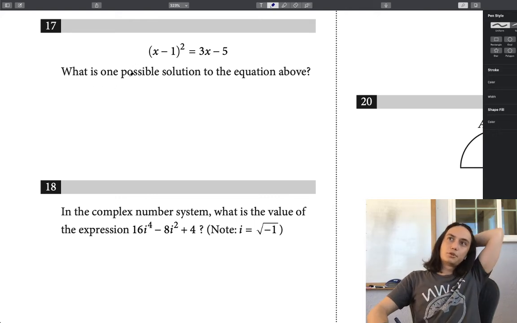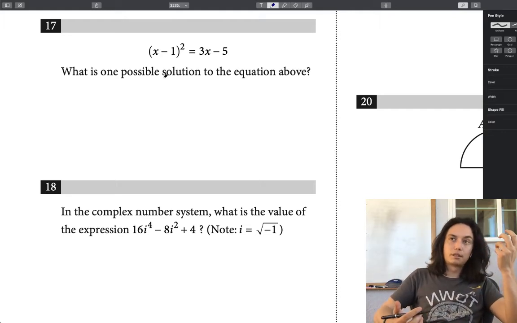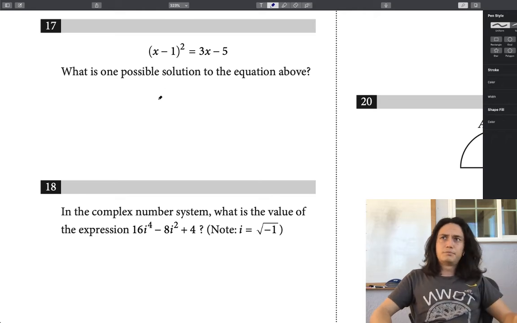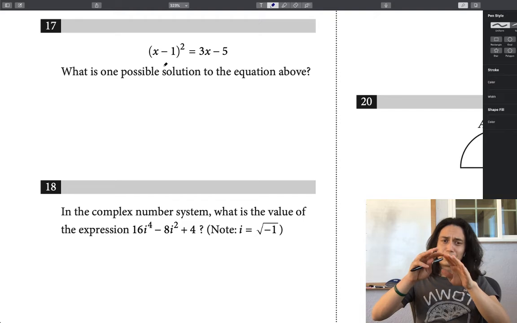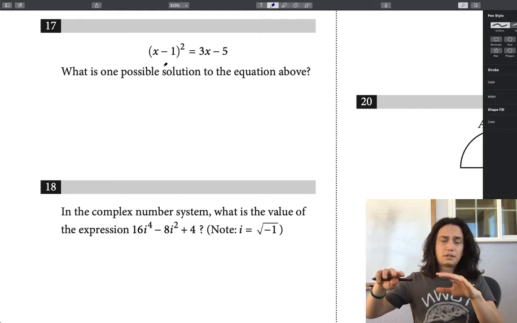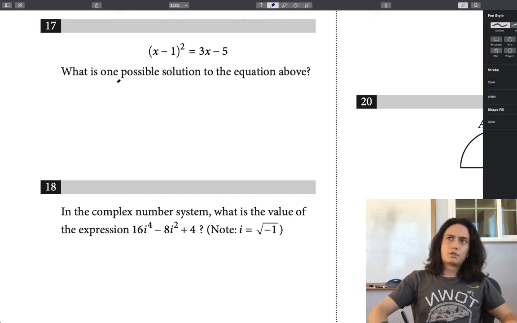What is one possible solution to the equation above? I really like these one possible solution questions because it means guessing and checking really works. But I'm not going to do it that way, partially because I figure we can just expand the left side and then solve for x, and that'll probably work. So let's just do that.